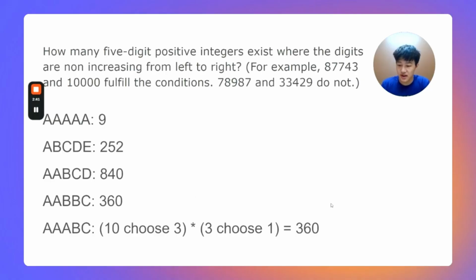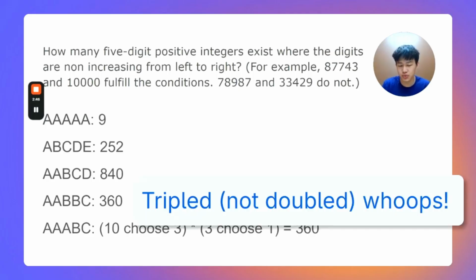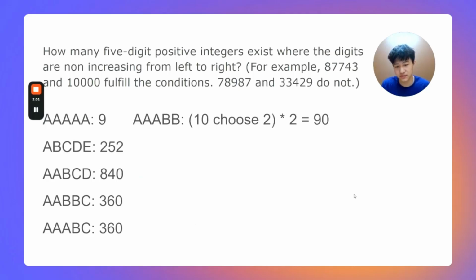For A, B, C, it's 10 choose 3 numbers times 3 choose 1 number to be doubled, and that equals 360. For A, B, B, it's 10 choose 2 numbers times 2, because we need to choose one number to triple, and that will make the other number automatically doubled.